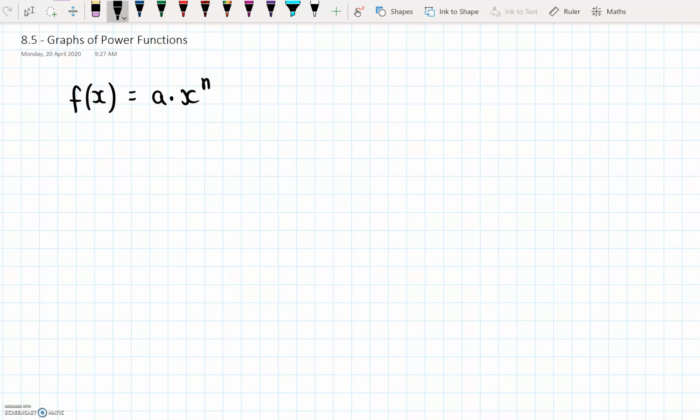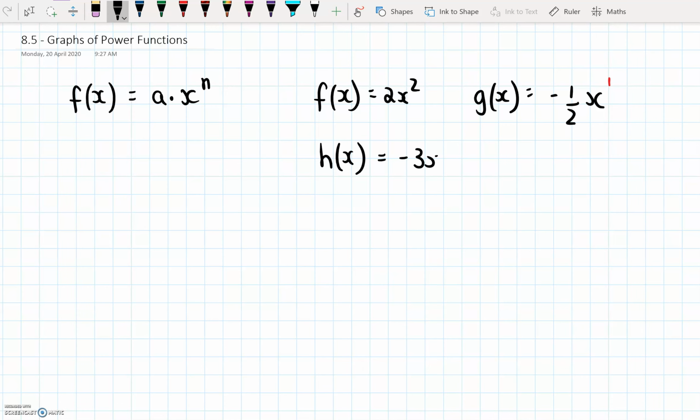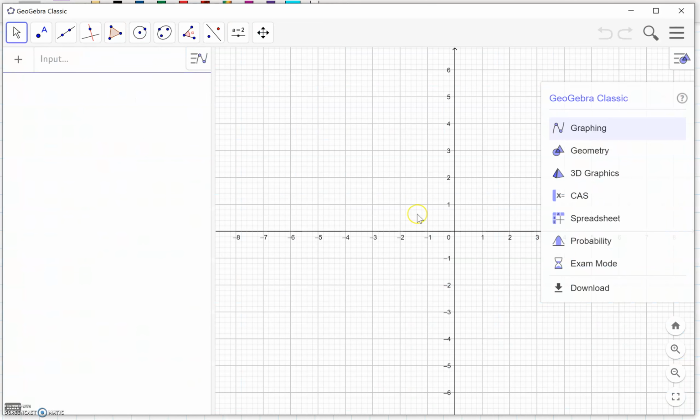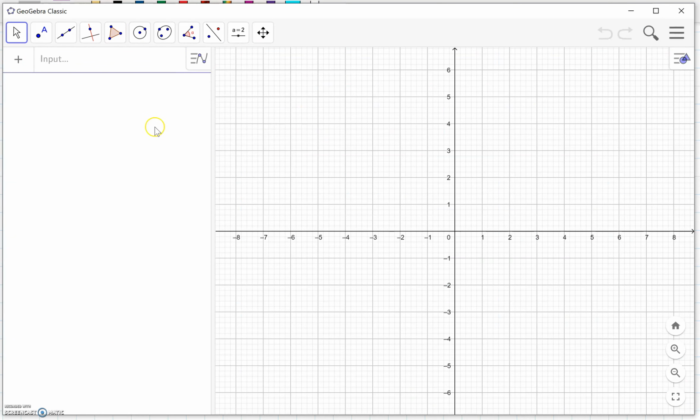Some examples of this could be f(x) equals 2x squared. That's a function in this form. We could also have g(x) equals minus a half x. Remember, really there's actually x to the power of 1 here. You can also have, say, h(x) equals minus 3x cubed. These are all power functions, and we're going to look at them in more detail. To help us today, we're going to use GeoGebra again, because it really does help with this, being able to see the functions. So let's have a look.